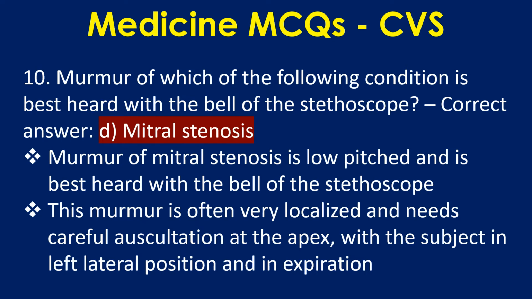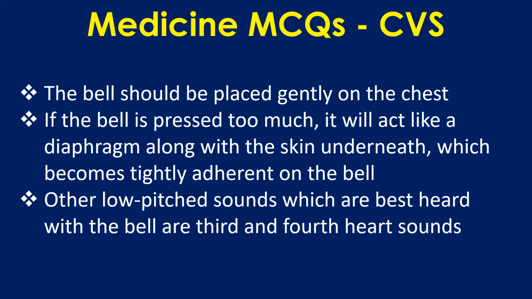Murmur of mitral stenosis is low pitched and is best heard with the bell of the stethoscope. This murmur is often very localized and needs careful auscultation at the apex with the subject in the left lateral position and in expiration. The bell should be placed gently on the chest. If the bell is pressed too much, it will act like a diaphragm along with the skin underneath, which becomes tightly adherent on the bell.